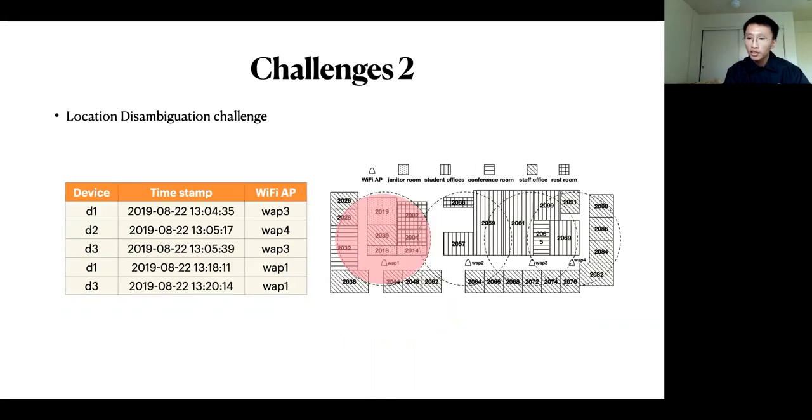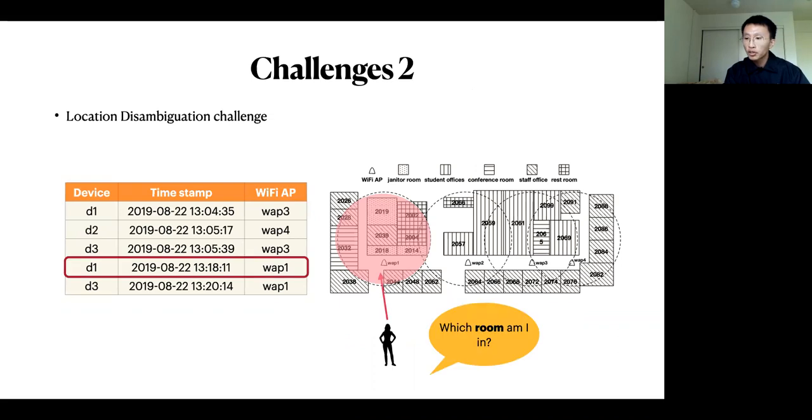The second challenge is called the location disambiguation challenge. Connecting to a Wi-Fi access point means that you are in the region covered by this Wi-Fi AP, but such a region can be large, containing many rooms. So which room am I in is the question we need to ask.